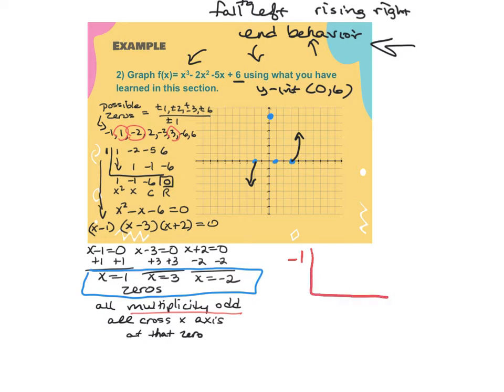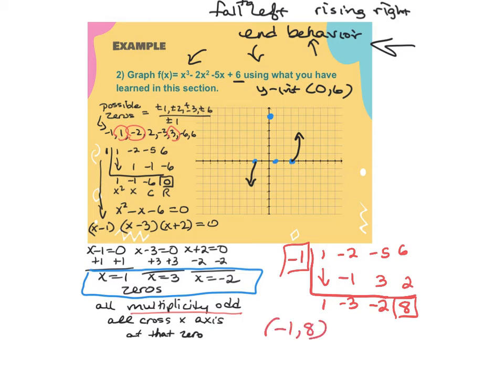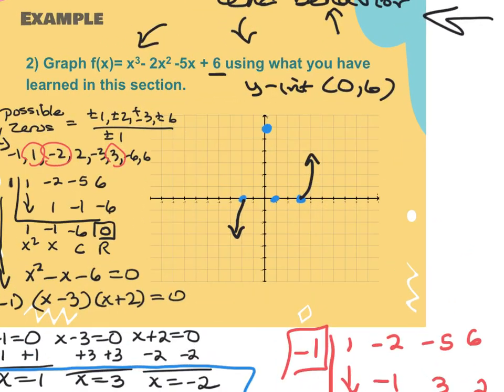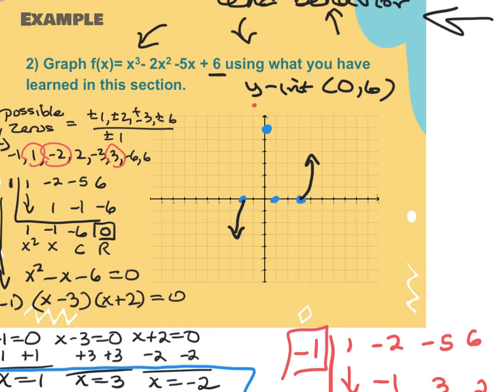I'm going to write down my coefficients: the 1, the -2, the -5, and the 6. Bring down, I'm going to multiply, I'm going to add the column. I'm going to multiply, add the column. I'm going to multiply and add the column. Again, this becomes the ordered pair -1, 8. So I can come over here. Now it's going to go off the graph slightly, so it's up here.